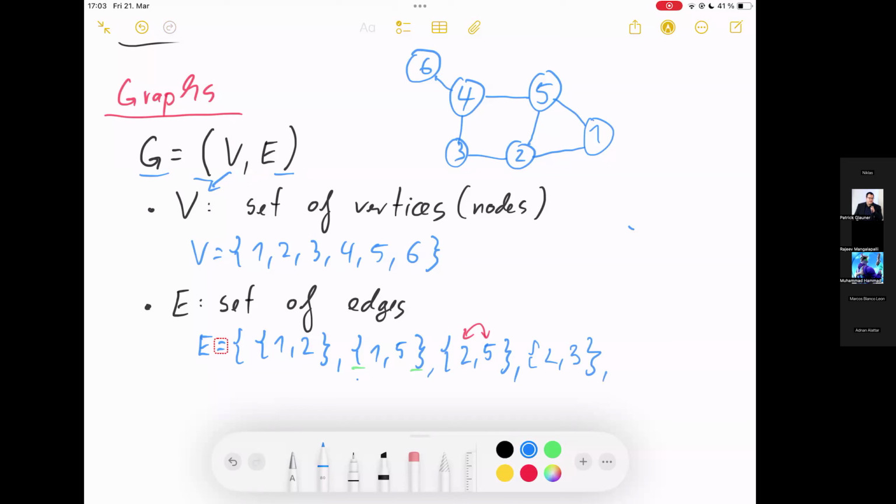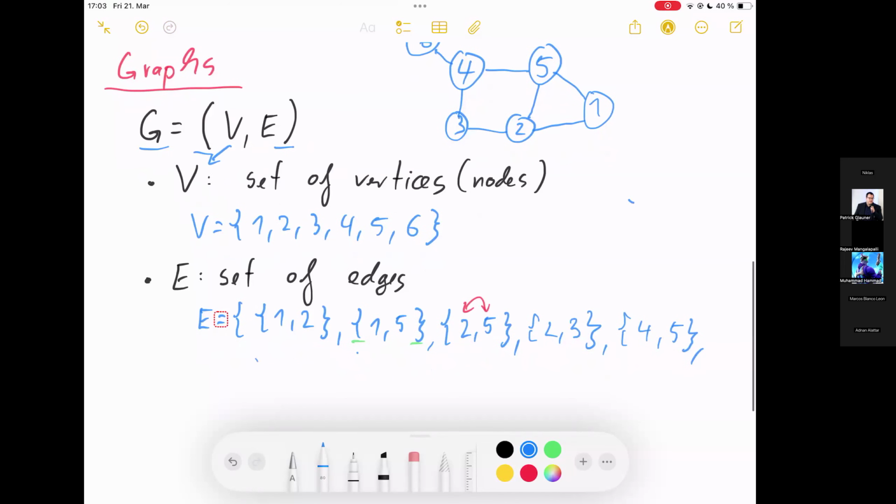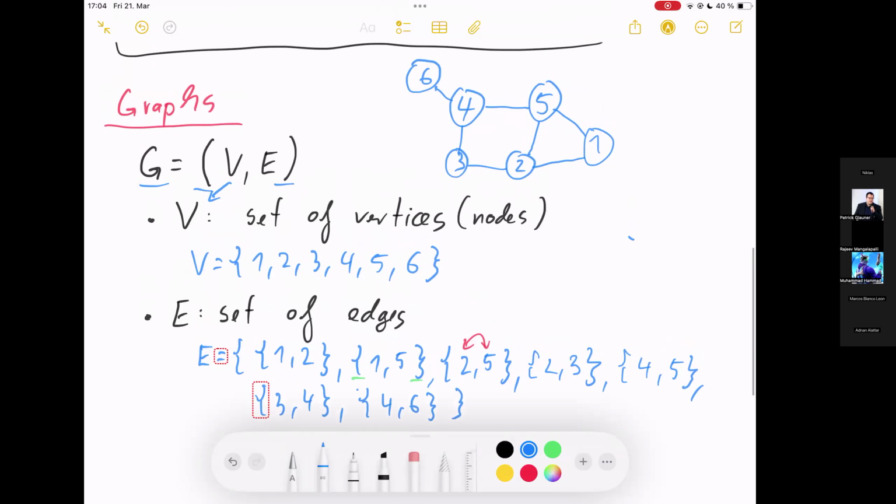We have 4 and 5. We have 3 and 4. And 4 and 6. Hope I didn't miss any of them. So again, 1 and 2 and 1 and 5, 2 and 5, 2 and 3, 4 and 5, 3 and 4, and 4 and 6. So this would be now the definition of this graph, because these edges, they are undirected.